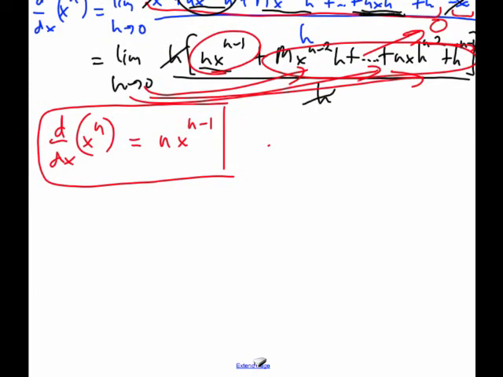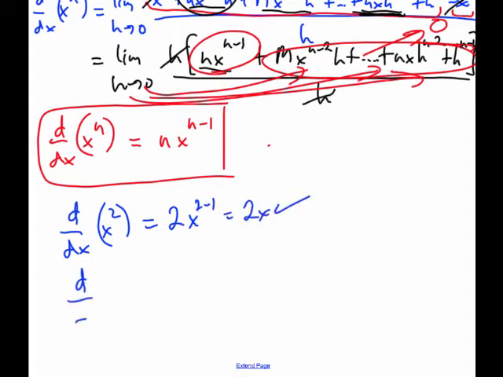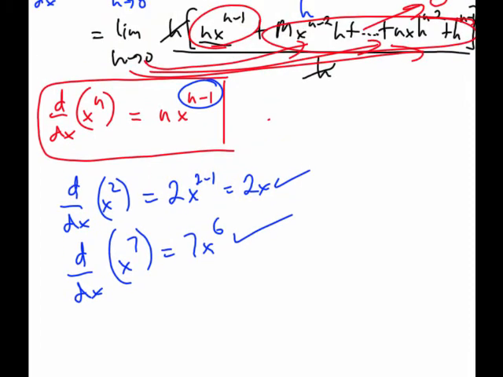And here's how nicely it works. If I have the derivative of x squared, my power would be 2x to the 2 minus 1. So 2x. If my power was x to the 7th, then my derivative would be 7x to the 7 minus 1, 6. I can very quickly get the derivative. This is what we call the power rule.